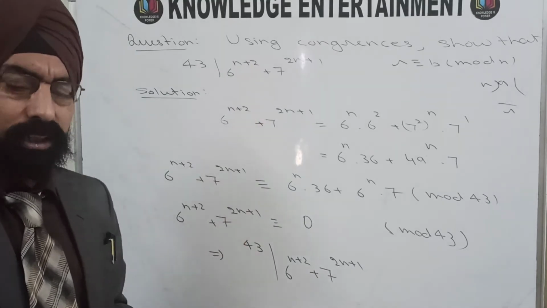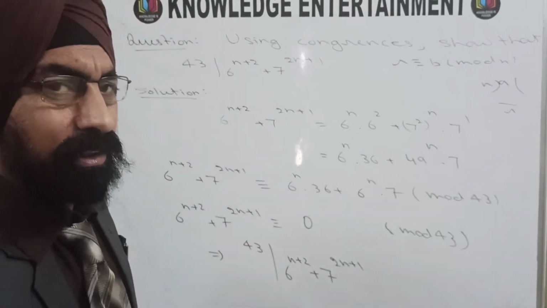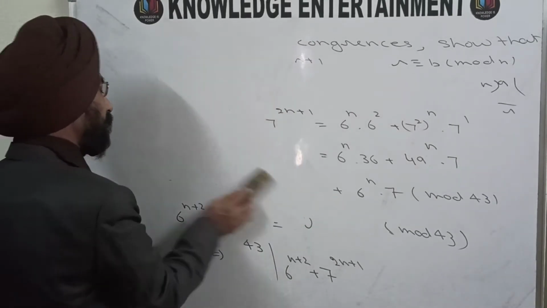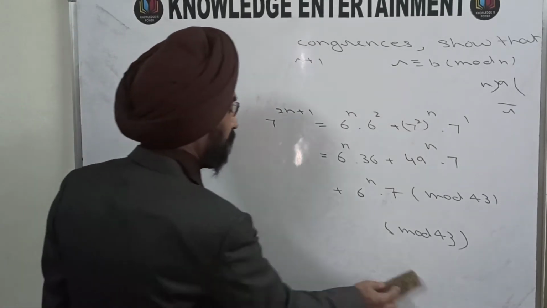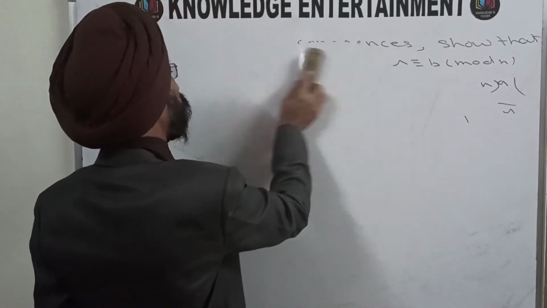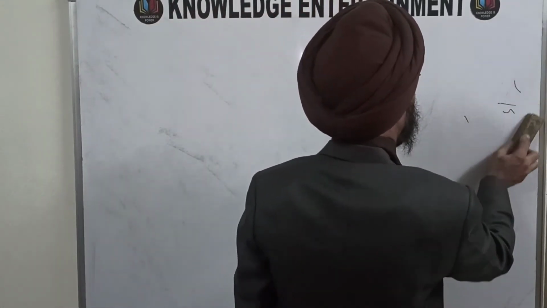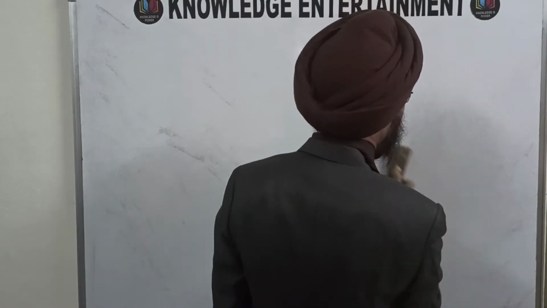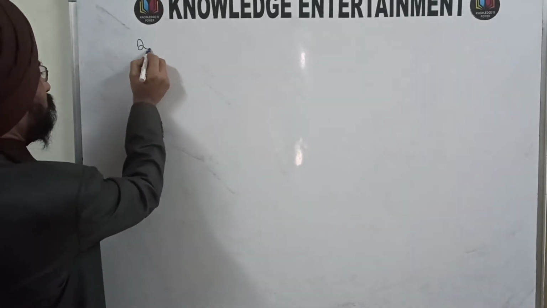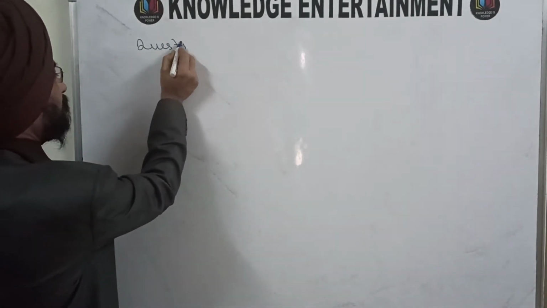So in this way, using congruences, we can prove the identities related to divisibility. And we can also find remainders when a large quantity is being divided by some prime number or any other number. We can find the remainders. And one such question I am going to solve here now. Write down the question.